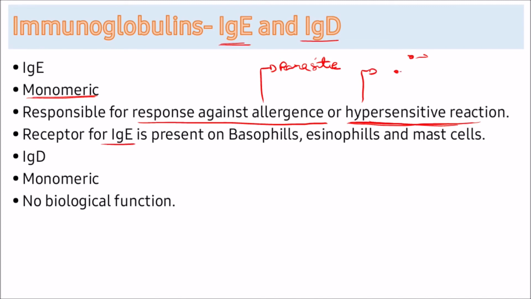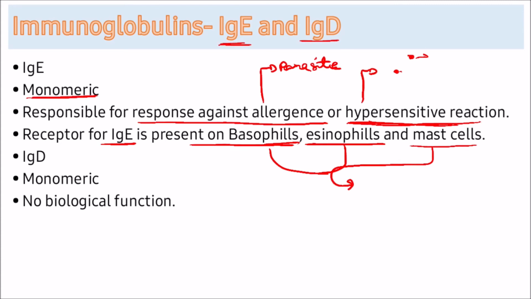Also, the receptor for IgE is present on different cells such as basophils, eosinophils, and mast cells, and these three cells are also involved in hypersensitive reaction. Whenever an antigen enters and there is any hypersensitive reaction, all these three WBCs will be secreted by the cells in an extra concentration. That's why hypersensitive reaction occurs.